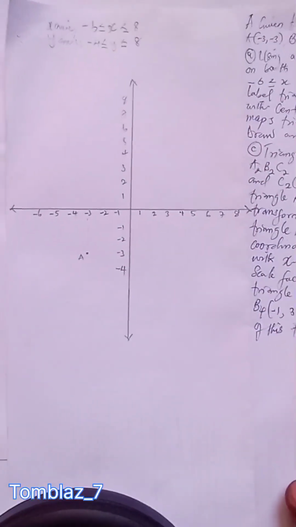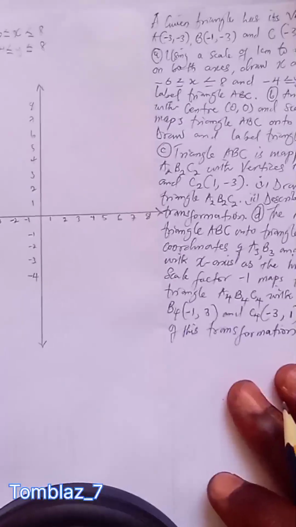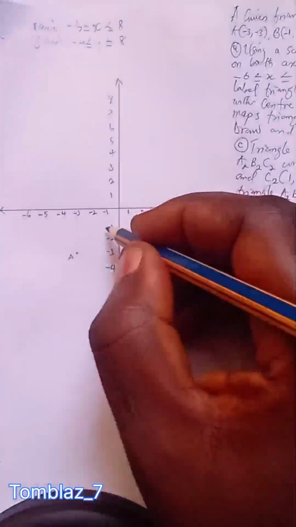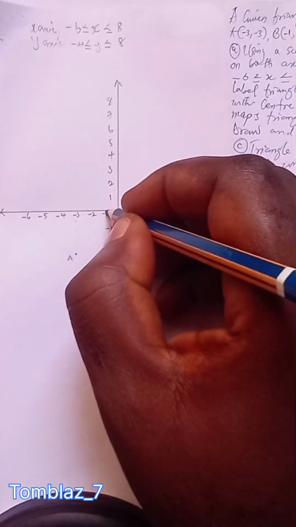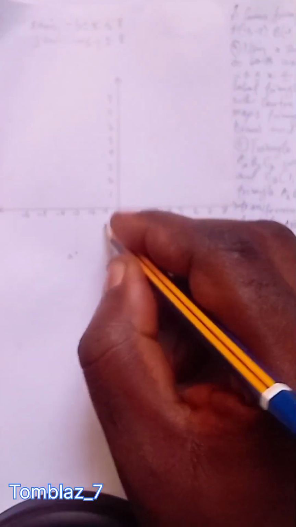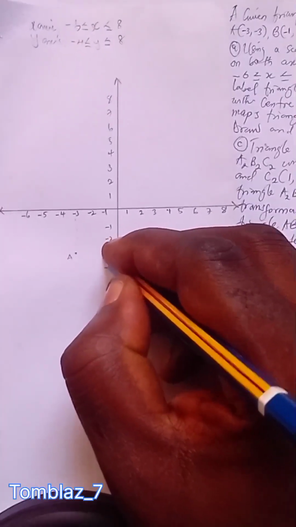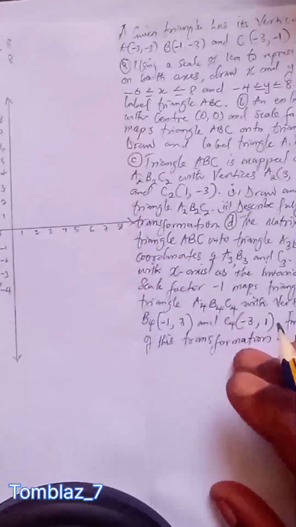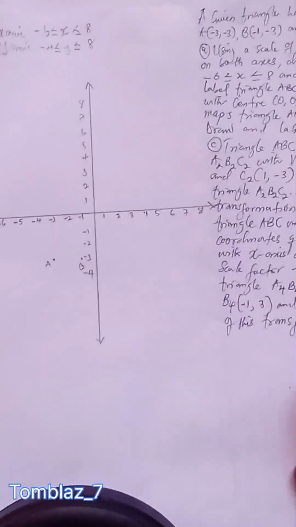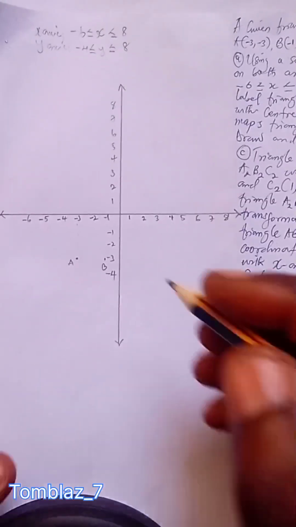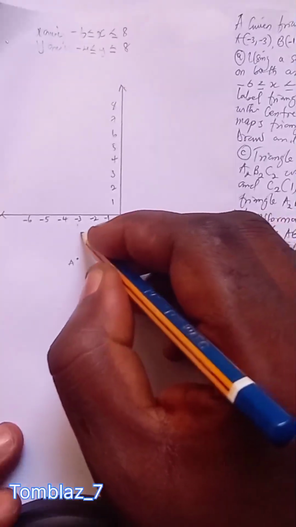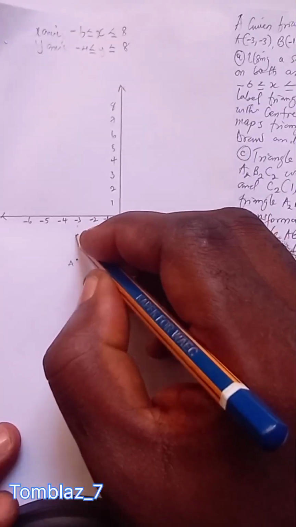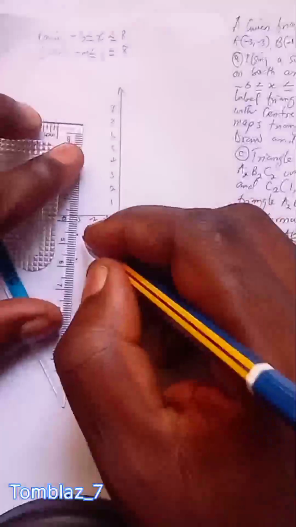Then for B is minus 1 and minus 3. So minus 1 for x, and minus 3. So they will meet here. So this is B. Then for C, we're going to be having minus 3, minus 1. So minus 3 for x, minus 1 for y. So they will meet here. So when you join these points, now you're going to be having a triangle that looks this way.